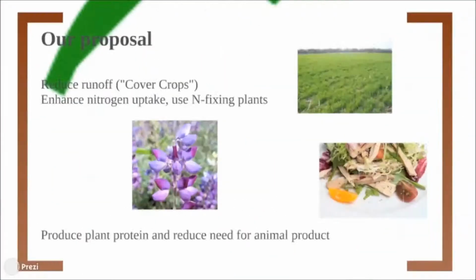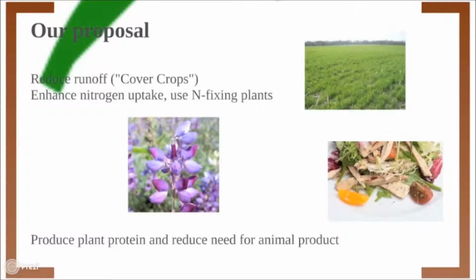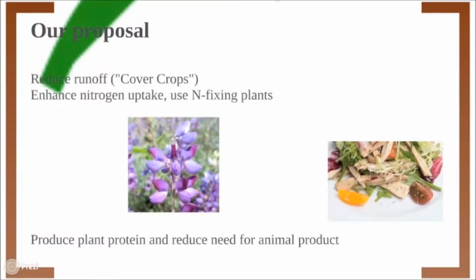We now move on to our proposal. Firstly, by introducing cover crops, the amount of nitrogen as surplus nutrients will be reduced. These plants are nitrogen-fixing plants and thus enhance the nitrogen uptake. Also, by producing plant proteins, we reduce the need for animal production.